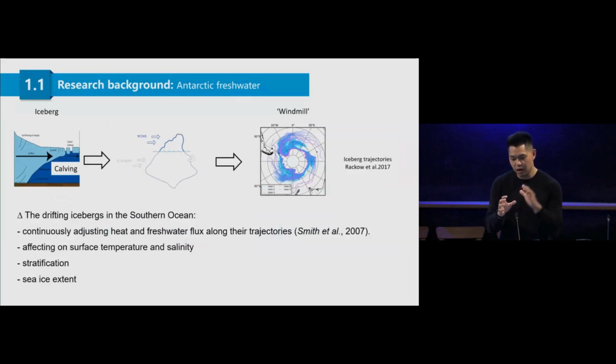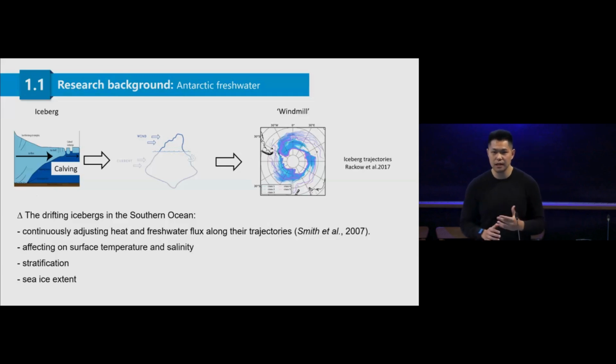When an iceberg is calved at the front of the ice shelf, under the effect of the wind and the current, it will drift around Antarctica and the Southern Ocean, showing a windmill-like pattern. The melting of these drifting icebergs will continuously affect the heat flux as well as the freshwater flux along their trajectory. Many previous model studies have shown that this freshwater impacts the Southern Ocean, including surface temperature and salinity anomalies, stratification, vertical mixing, and sea ice extent.